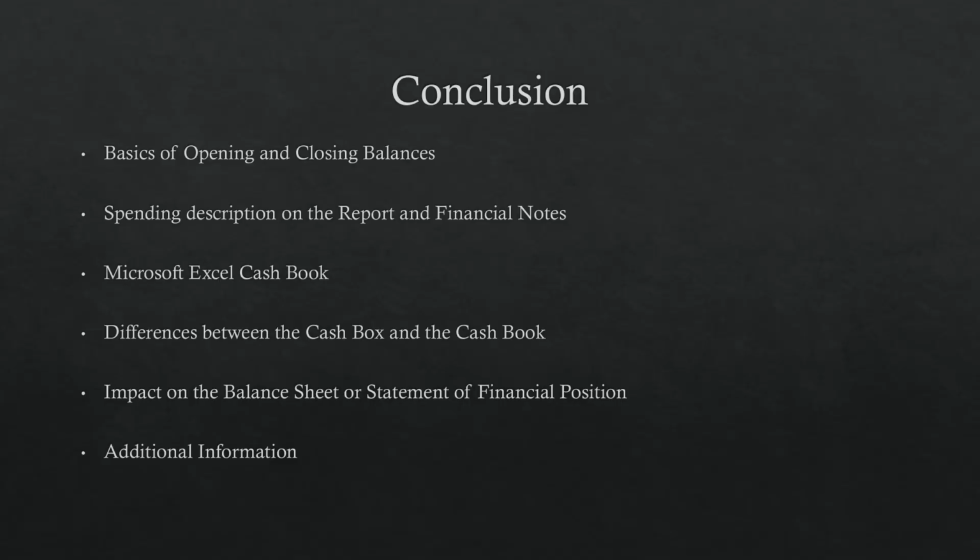And then we conclude. So we've looked at the opening balances. We've looked at the report and the financial notes. We've looked at Microsoft Excel and the cash book. We've looked at the difference between the cash box and the cash book. We've looked at the balance sheet and the statement of financial position. And we also did some additional information. I think this is quite healthy information. And we've also integrated Xero Accounting software in terms of how we connect the software to our petty cash system. I hope you like this.